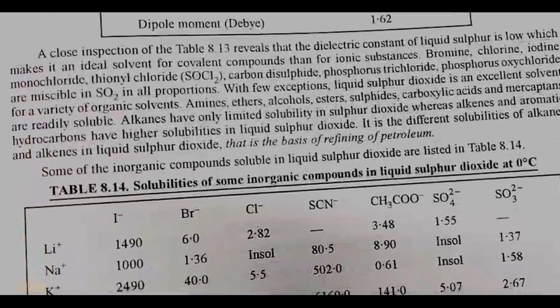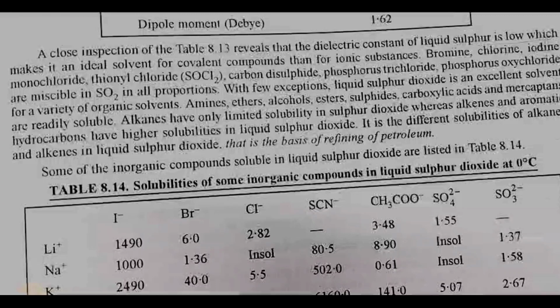A close inspection of Table 8.13 reveals that the dielectric constant of liquid sulfur dioxide is low, which makes it an ideal solvent for covalent compounds rather than for ionic substances. Bromine, chlorine, iodine monochloride, thionyl chloride, carbon disulfide, phosphorus trichloride, and phosphorus oxychloride are miscible in SO2 in all proportions.